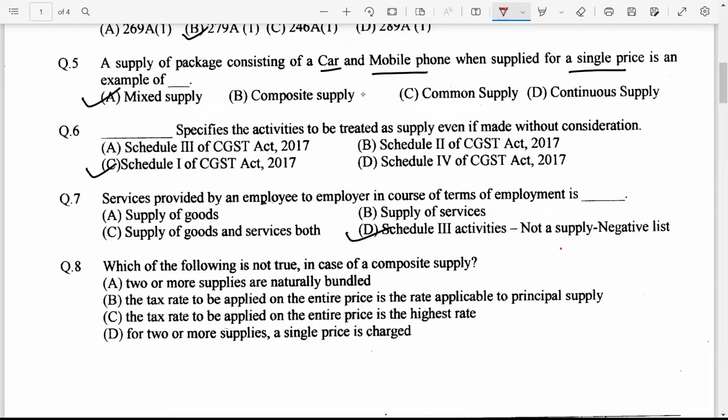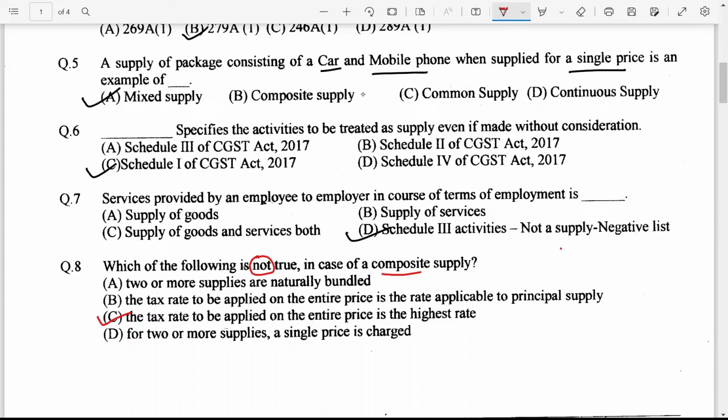Now which of the following is not true? Many times students don't read this 'not', and that is why they may get a wrong answer. In the case of composite supply, all three answers are right except one. Two or more supplies are naturally bundled, this is right. The tax rate to be applied on the entire price is the rate applicable to the principal supply, this is also right. The tax rate to be applied on the entire price is the highest rate, this is a wrong statement. So that will become your answer because it is not true.